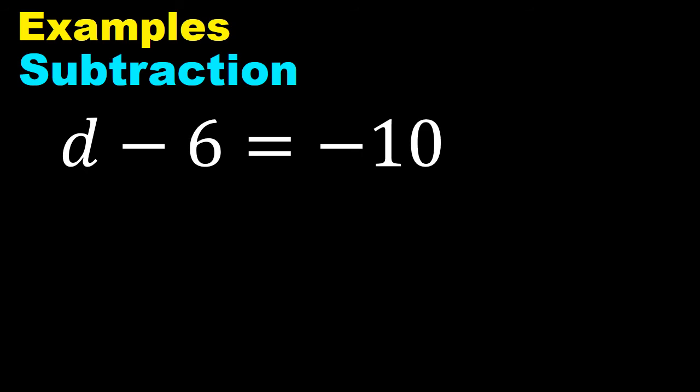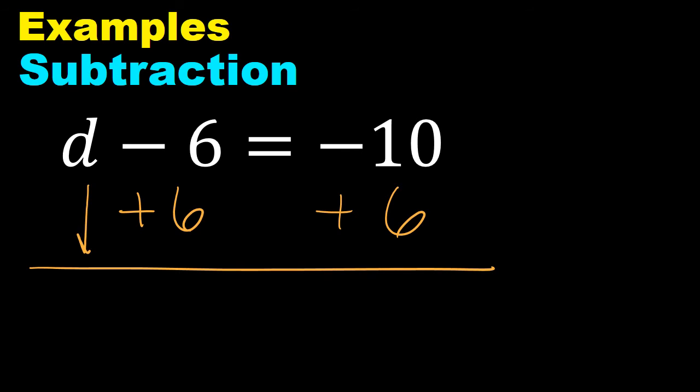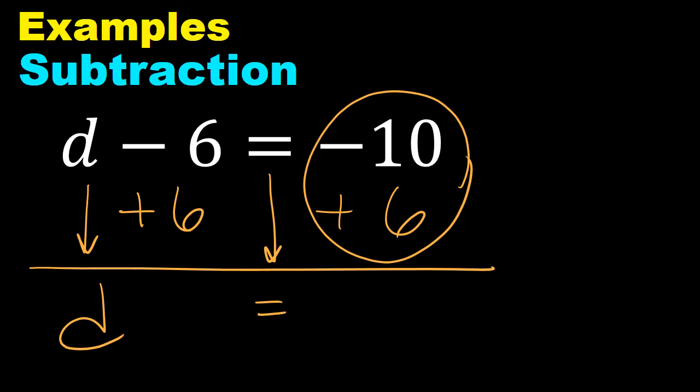So now we have d minus 6 is equal to negative 10. So you notice that we can also have negative variables, negative integers in here. So let's go ahead and add 6 to both sides of our equation. Let's bring down d, let's bring down our equal sign, and then negative 10 plus 6 is going to give us negative 4.